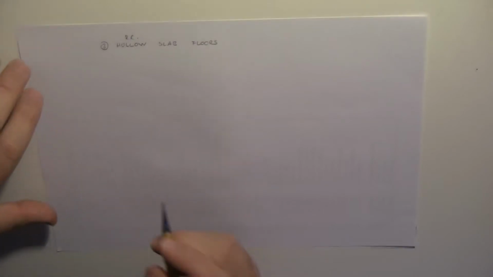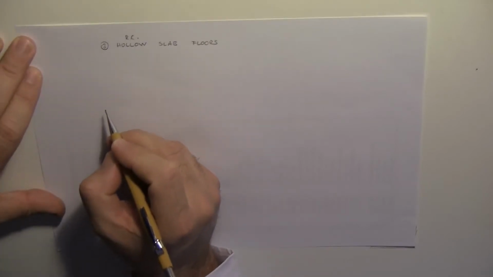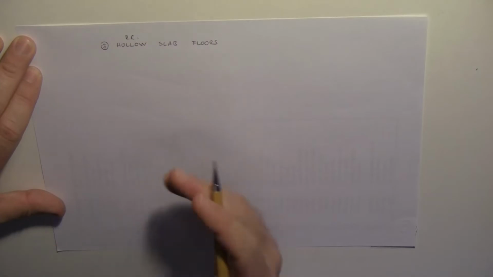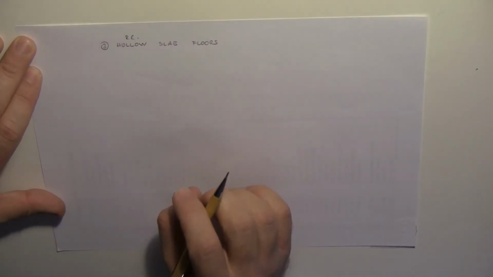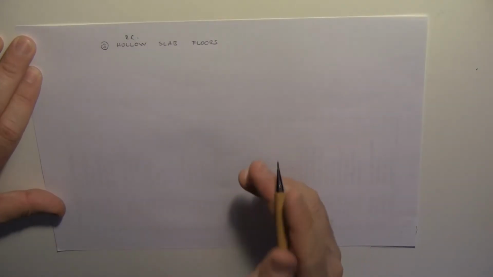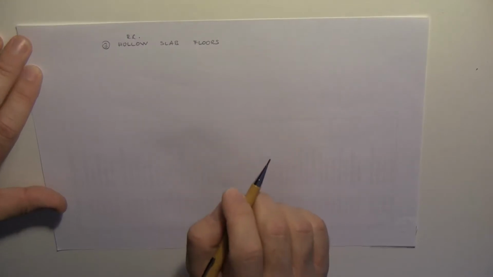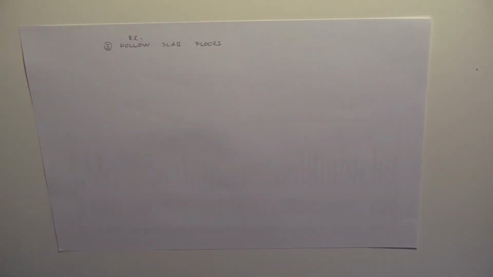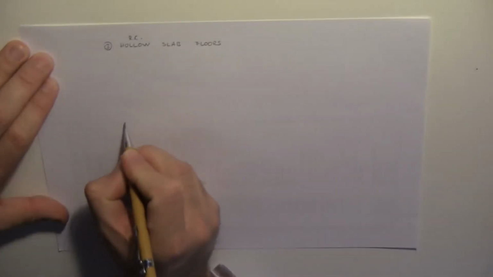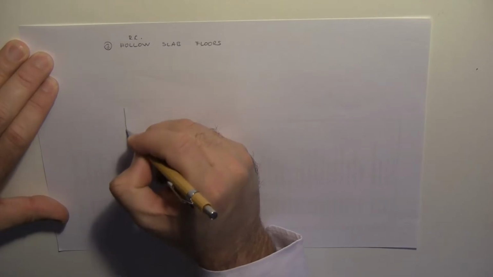We are trying to pass a larger span, like 7 meters, maybe 8 meters. In that case, we need to increase the thickness of concrete in a flat slab floor, for example. But increasing the thickness is going to increase the total weight of the floor tremendously as well. So we are trying to find a way of making the floor much lighter.